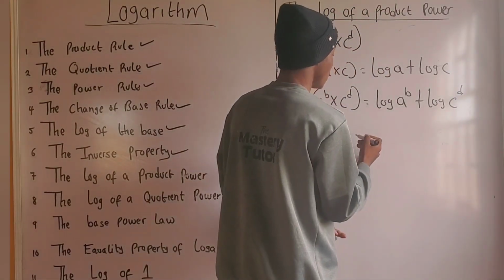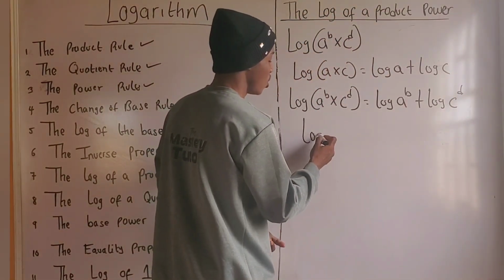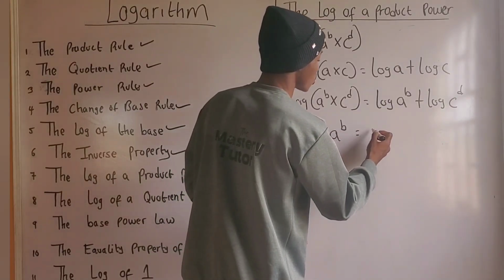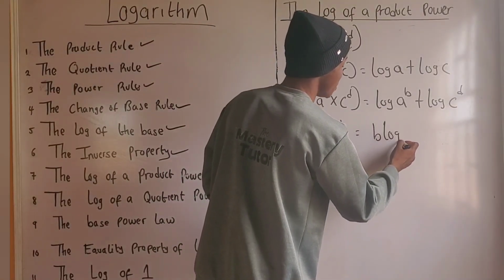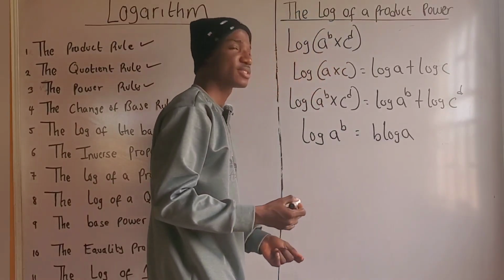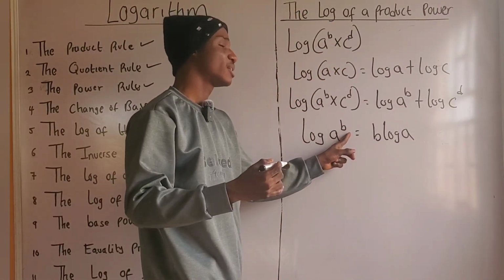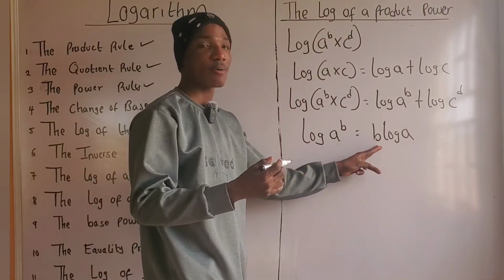Now, according to this law, the log of a power, if you have log a raised to the power of b, this will be equal to b multiplied by log a. That is, if your logarithm is raised to a power, the result will be the product of that power and the log.